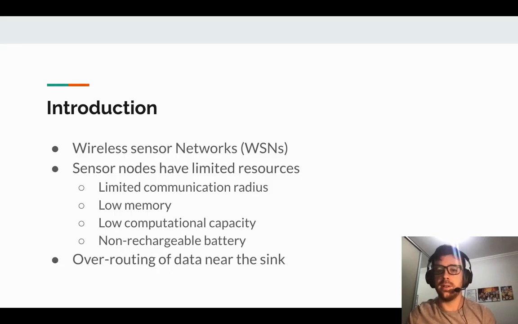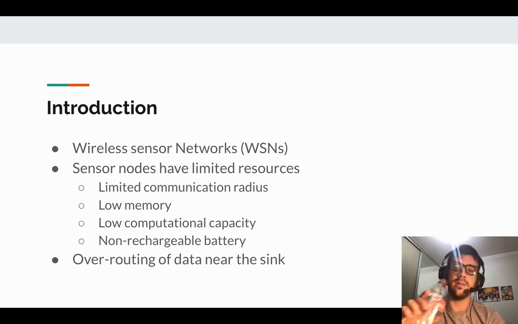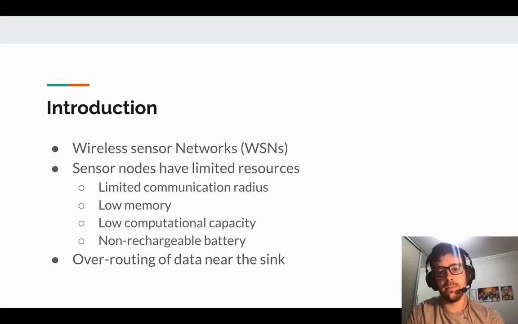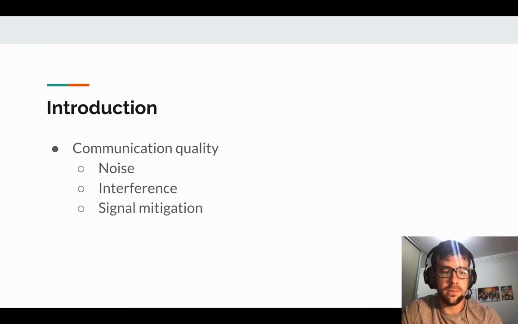As I said before, the sensed events are sent to the sink by a multi-hop approach, and this approach discharges the battery of the nodes near the sink due to the overhead of data. Another problem related to this kind of network is the communication quality that can be compromised by noise, interference, and signal attenuation, for example.